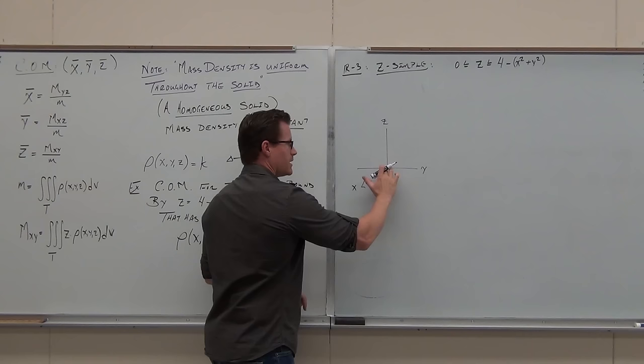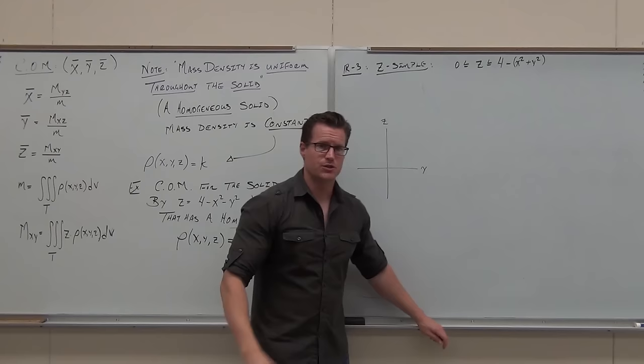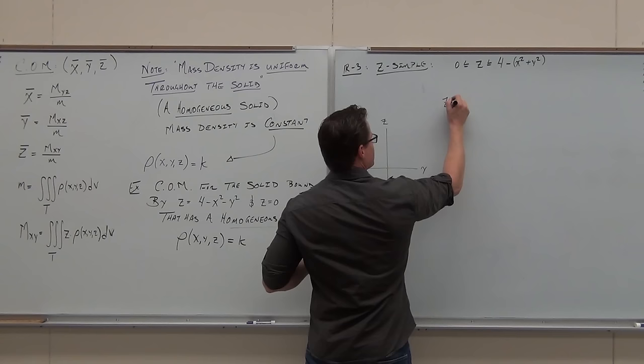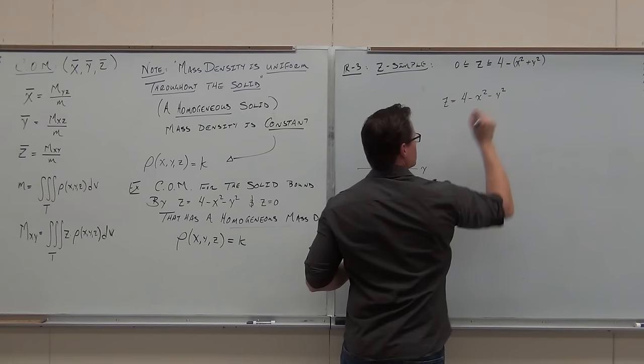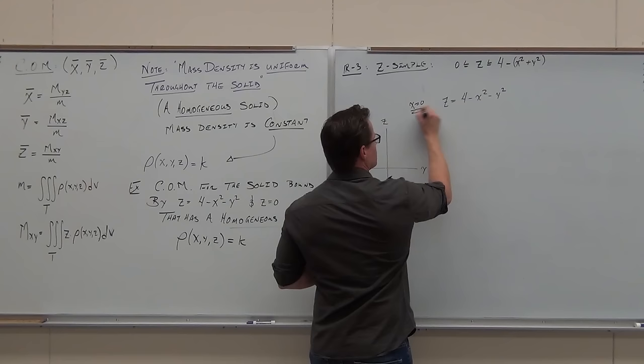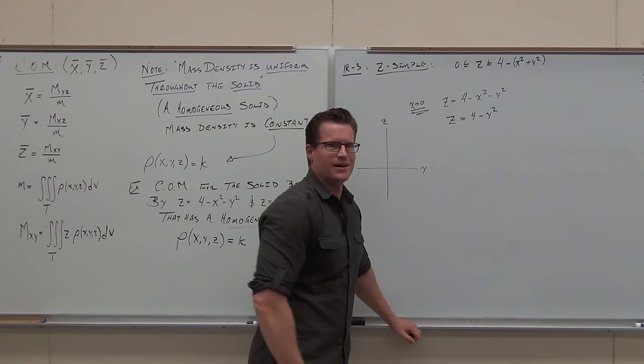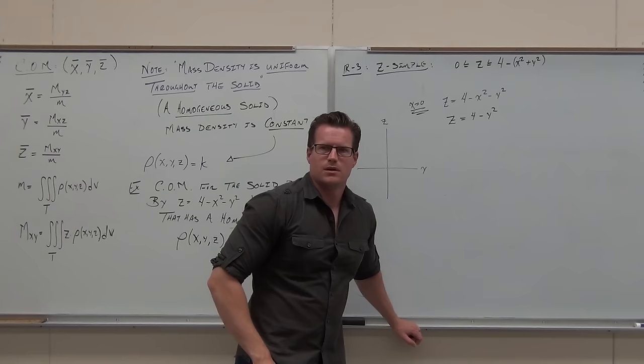So if we set x equal to 0, check this out. It's a really good way to do z-simple and later for spherical, rho-simple. We're going to get to that in about 10 minutes. It's a really good way to do it. Trust me. If I set x equal to 0, then I'm going to get z equals 4 minus y squared. Are you following? Do you see how useful that is?